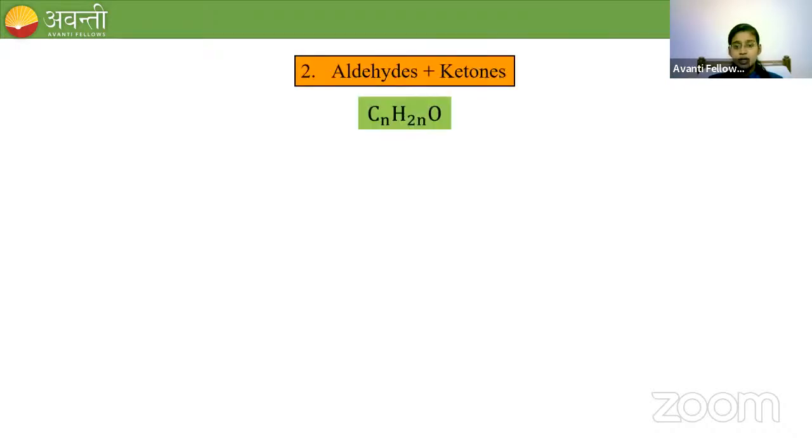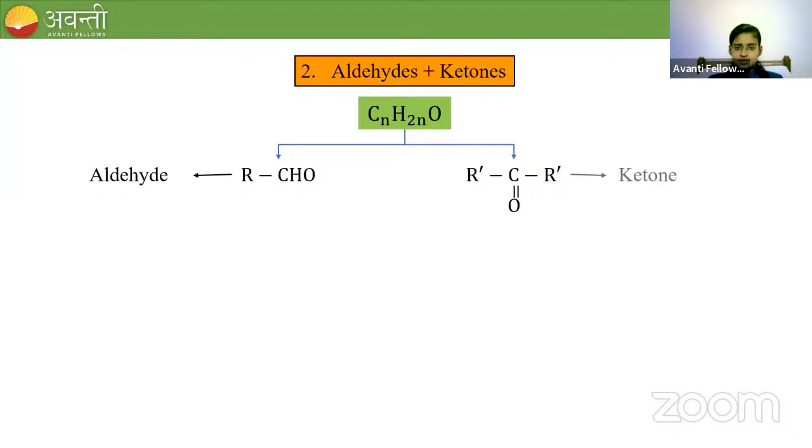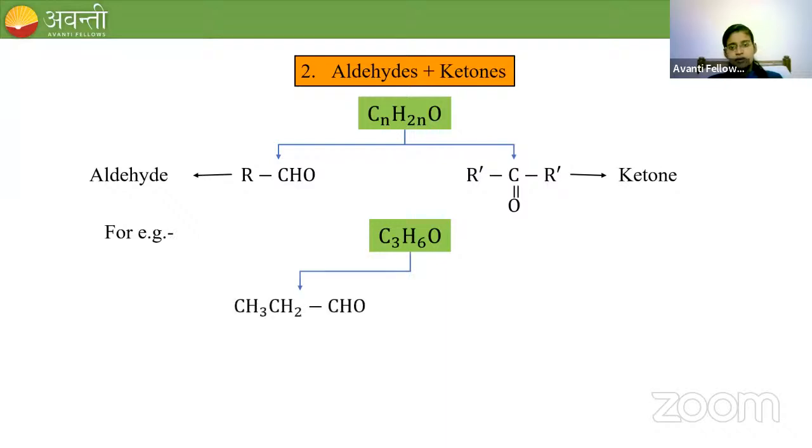The second type is aldehyde and ketone. The general formula will be CnH2nO. Aldehyde formula is RCHO and ketone is RCOR. Example, C3H6O. 3 carbon containing aldehyde should be CH3CH2CHO. And for ketone, it is CH3COCH3. So 3 carbon and 6 hydrogen and 1 oxygen is present.